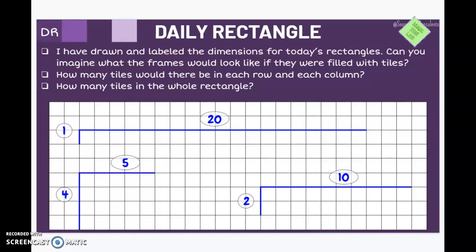Now, today, just like the last time we were in our daily rectangle, I have drawn and labeled the dimensions for today's rectangles. Now I want you to see again if you can imagine what these frames will look like when they are all filled in with tiles. Think about the rows and the columns on each frame. Think about how many tiles there would be on the inside if we filled each frame in.